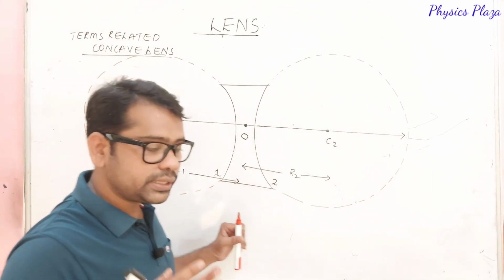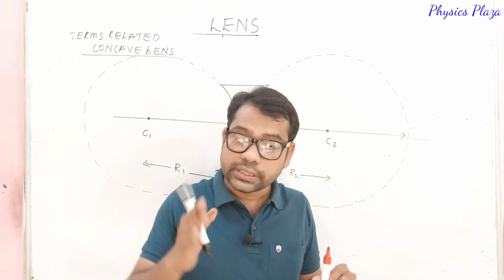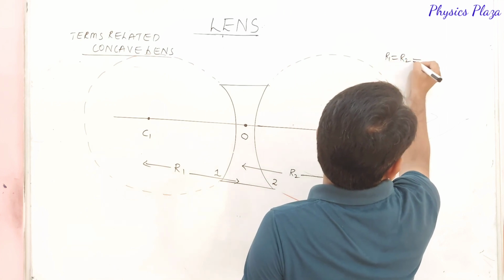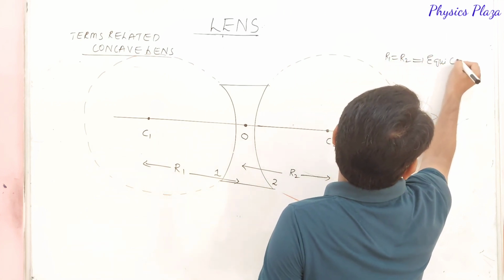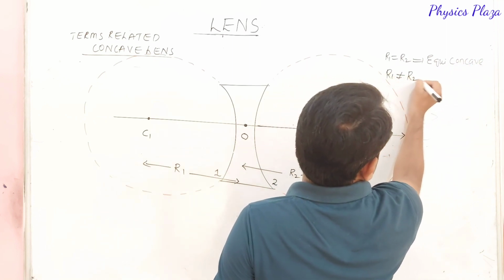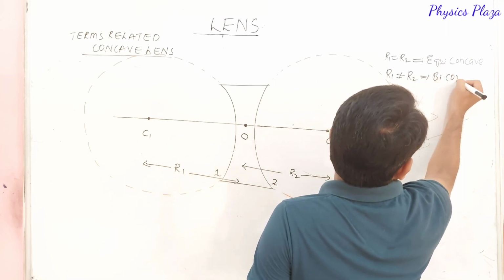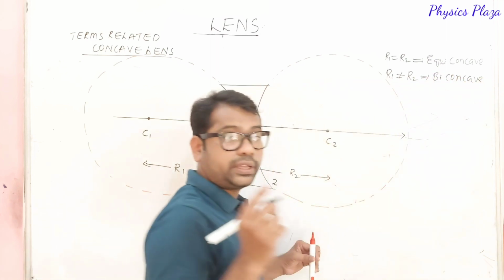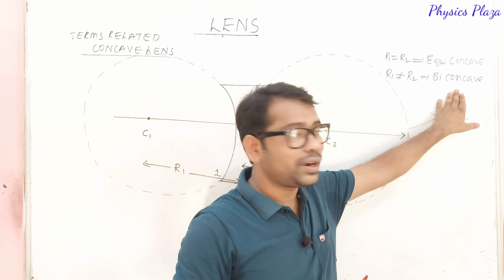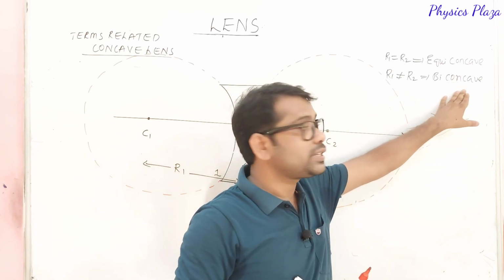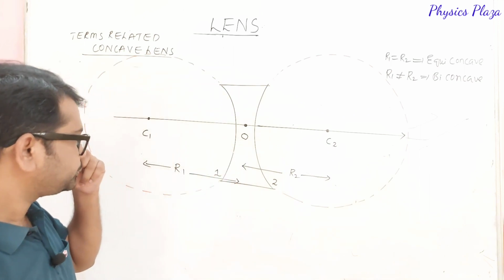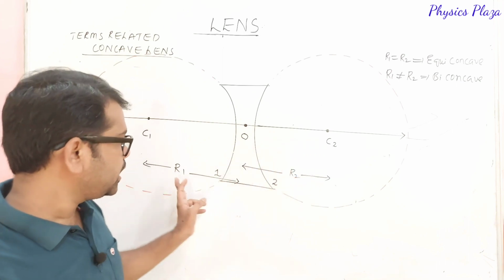And children, as we discussed earlier, what is the difference between an equiconcave lens and a biconcave lens? Children, if R1 is equal to R2, then we call it an equiconcave lens, whereas if R1 is not equal to R2, then we call it a biconcave lens. Children, here once again, very important: all equiconcave lenses are biconcave, but all biconcave lenses are not equiconcave lenses. So children, this is the optic center, and here is the center of curvature, that is, R1 and R2.